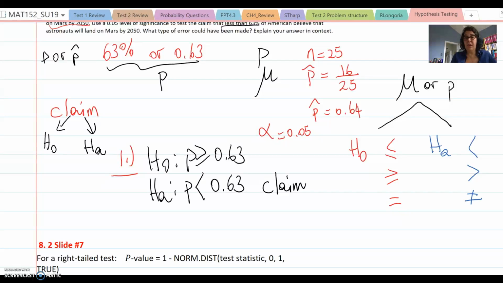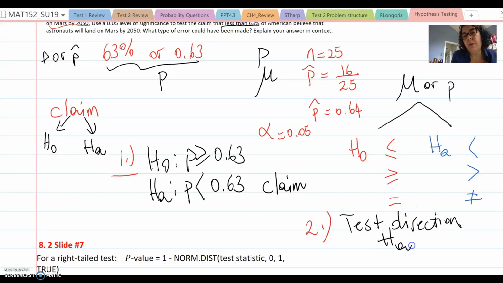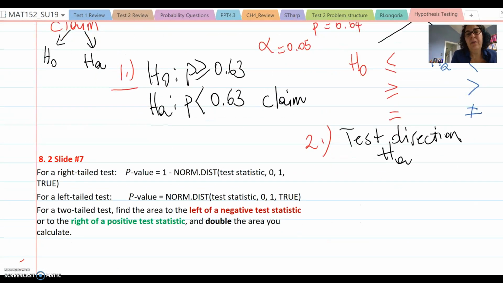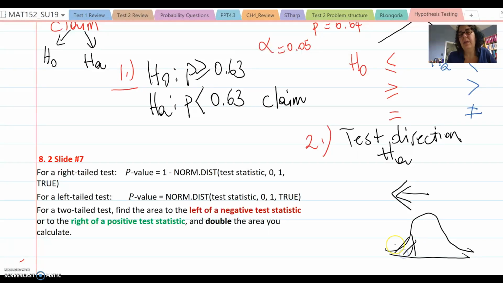Now we're going to decide what is the direction of our test. This is step 2. And for that, we're going to look at H alternative. So test direction, we need to look at H alternative. Okay, so this is less than, right? Then I need to shave this side of my bell shape portion, and that will be a left tail test.